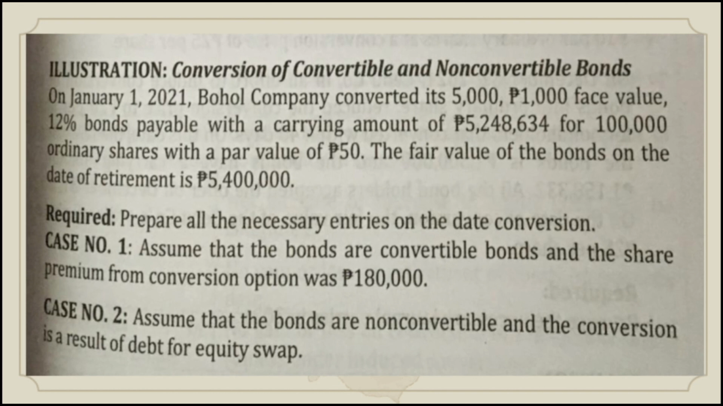So let's analyze an illustration for conversion of convertible and non-convertible bonds. On January 1, 2021, Bohol Company converted its 5,000,000 pesos face value 12% bonds payable with a carrying amount of 5,248,634 for 100,000 ordinary shares with a par value of 50 pesos. The fair value of the bonds on the date of retirement is 5,400,000 pesos.